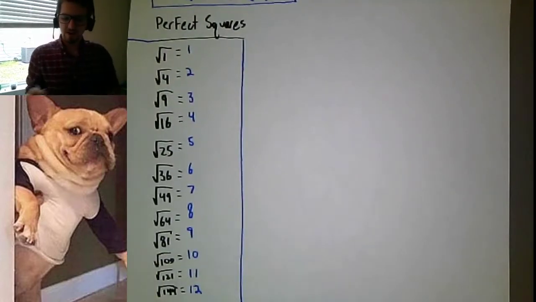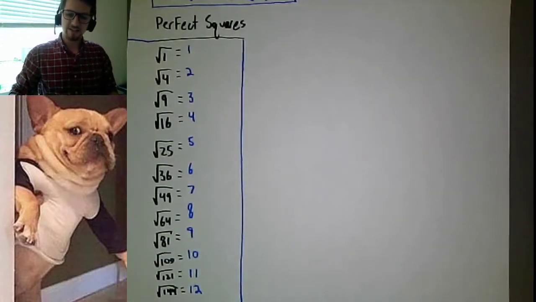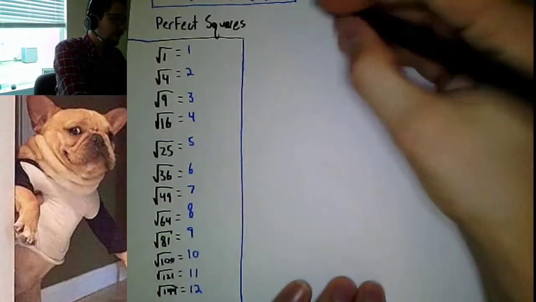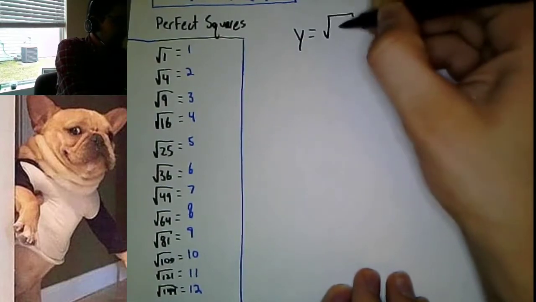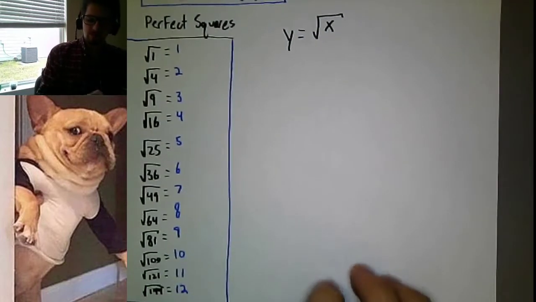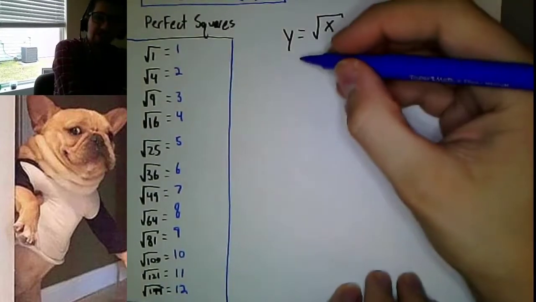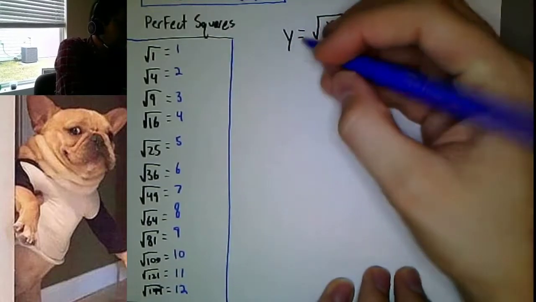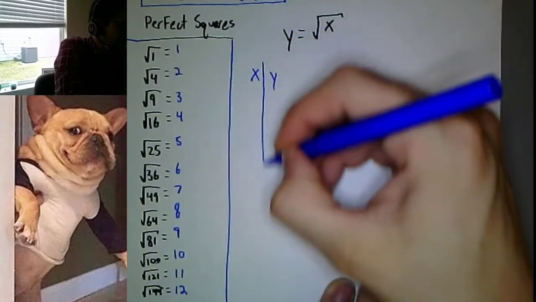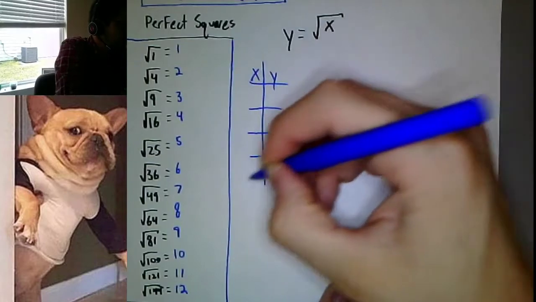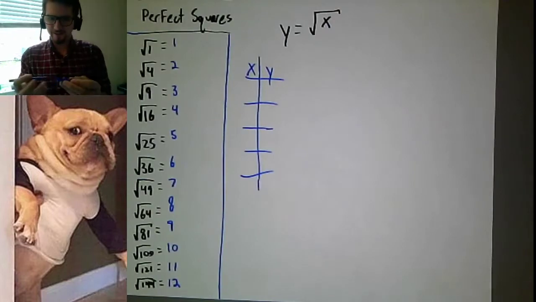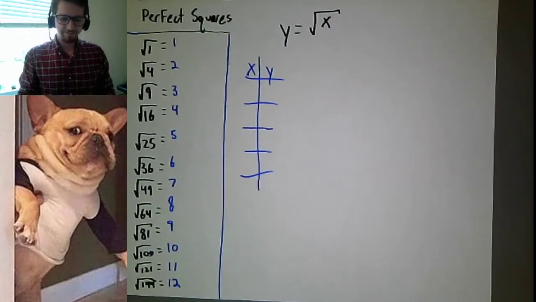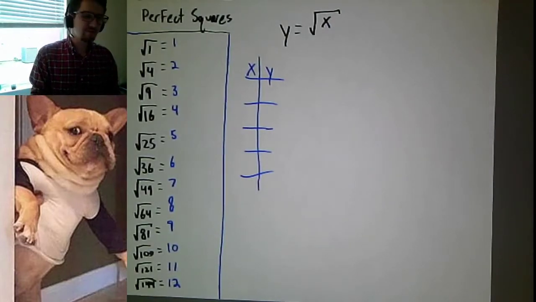So, perfect squares. Let's talk about what this graph looks like. We have y equals the square root of x. We're going to graph the basic function like we have every time. So just like every time, we're going to do our xy table. 1, 2, 3, 4. And as you're about to find out, the xy table doesn't work the same way for these, annoyingly enough. So let's see what happens.